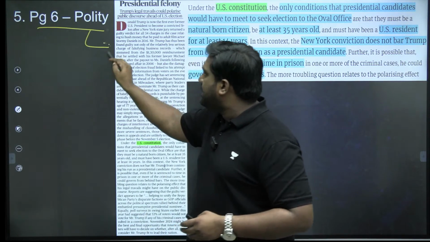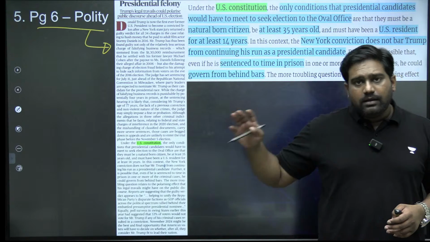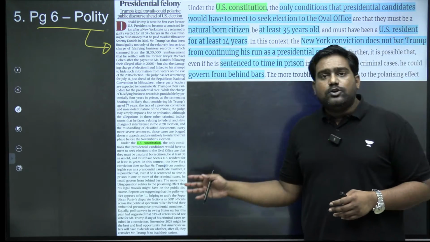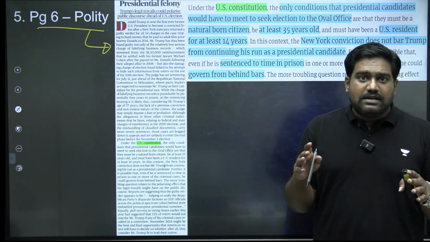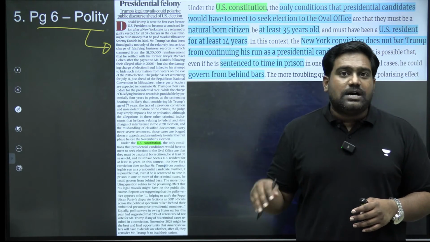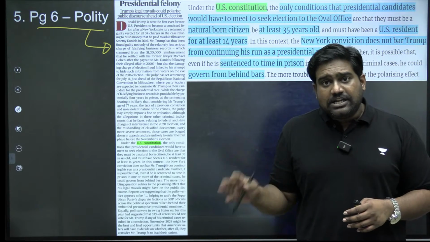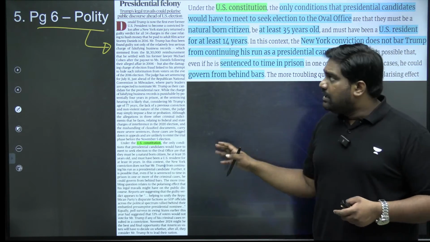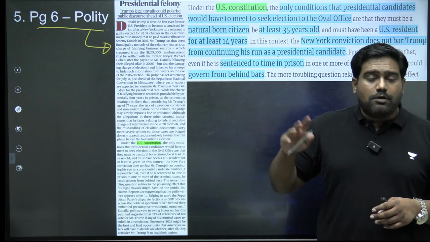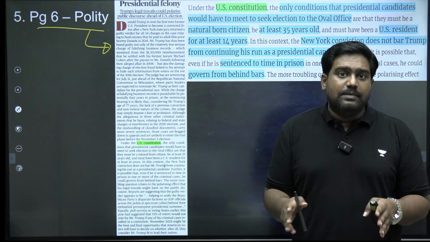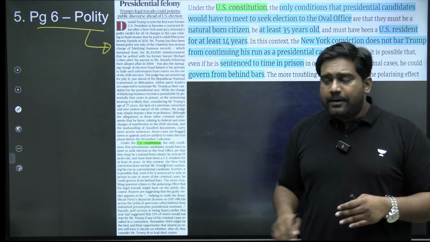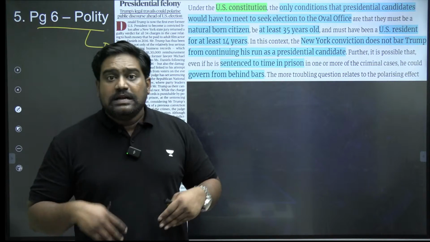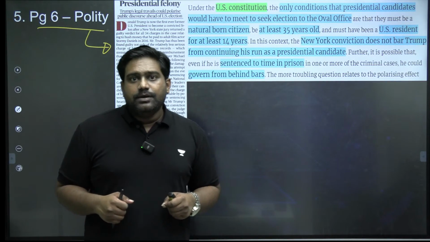On page number 6, we have this editorial regarding the proceedings against Donald Trump. I'm sure you would have heard that Donald Trump, the former US president, has been convicted on felony charges, criminal charges, and he is potentially facing a jail term as well. He could be potentially imprisoned. Now, this is quite unprecedented for a former US president to be convicted on criminal charges. So this is where the editorial talks about the eligibility criteria to contest US presidential elections.